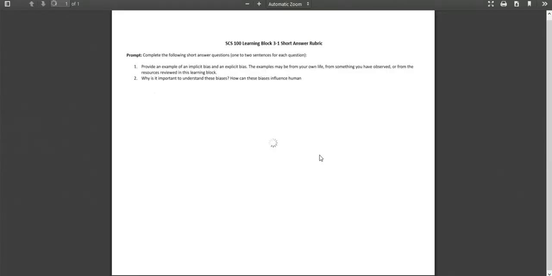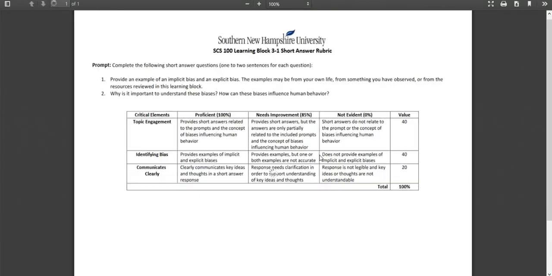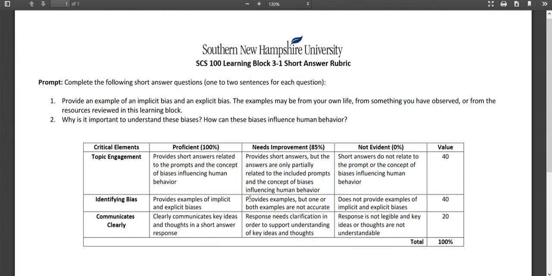So taking a look at the rubric that you're provided, and I'll zoom it in a little so you can see it a little better. If you provide a short answer related to the prompts and you answer both questions, then you will receive the full points here. If you identify the bias, if you provide an example of both implicit and explicit bias and they're labeled correctly, then you get this whole section. Communicates clearly, you will receive full points here.